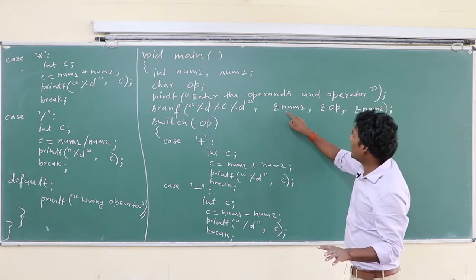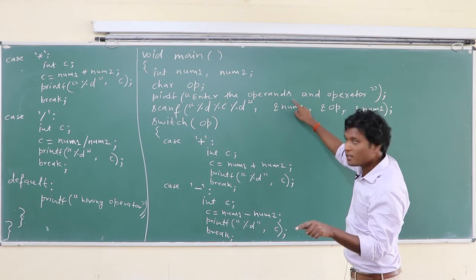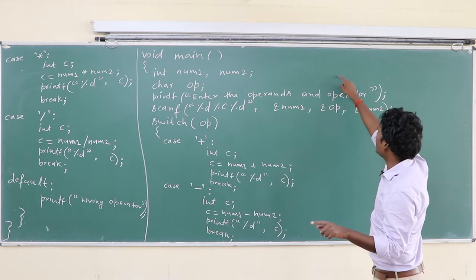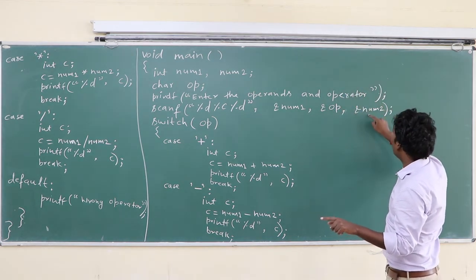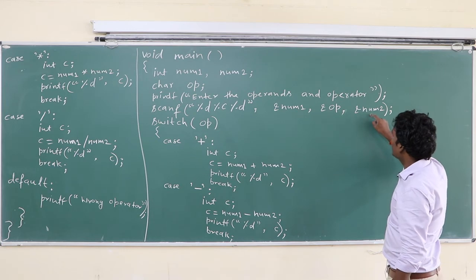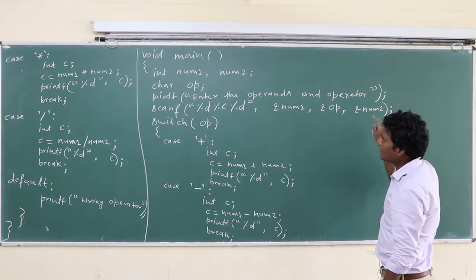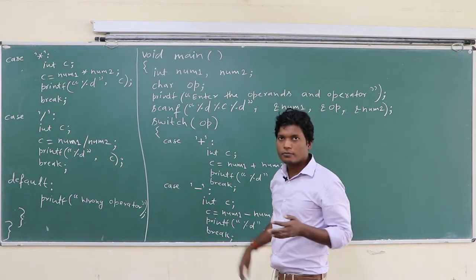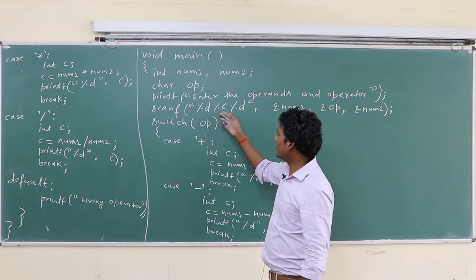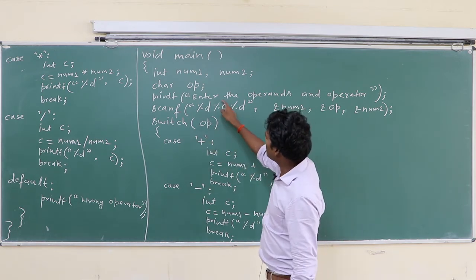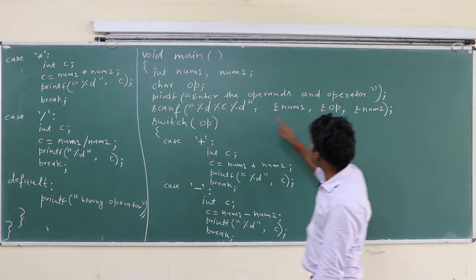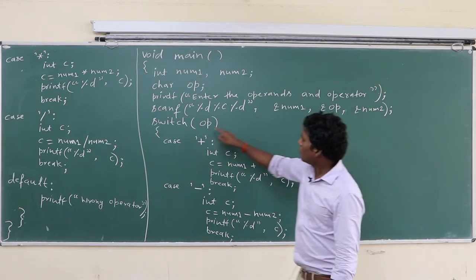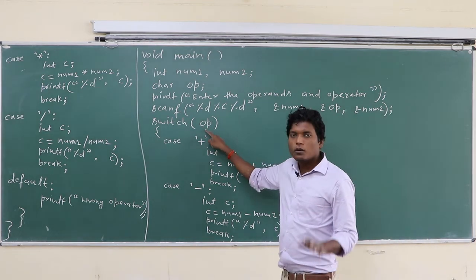Here is %d for num1, user input here 10. Here is %c for op, that is the operator. Suppose user input plus, and here is num2, suppose user input 20. So 10 plus 20 means you have to input two operands and one operator through scanf. And we pass this character. %c is basically used to input this character, and it is passed to the op char variable.